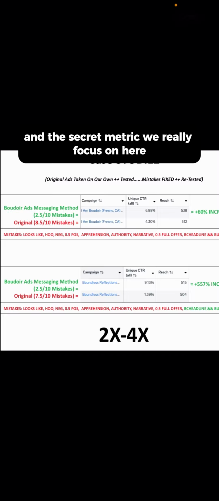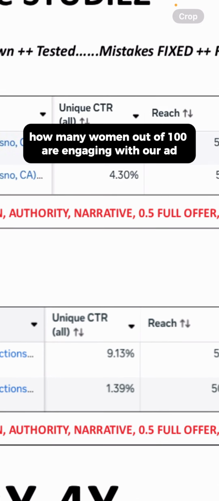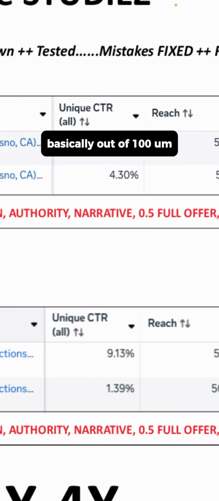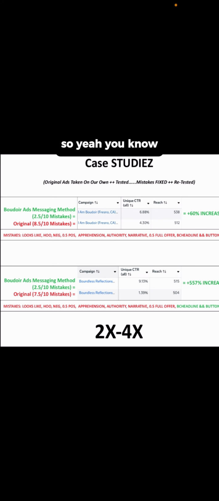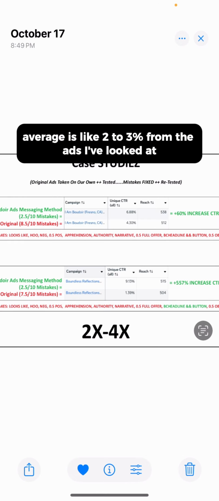And the secret metric we really focus on here is unique CTR. That is how many women out of 100 are engaging with our ad. AKA, it's basically our relevance score. How relevant is our ad to these women, basically out of 100. So yeah, I get these up to like 6 to 9%. Average is like 2 to 3% from the ads I've looked at.